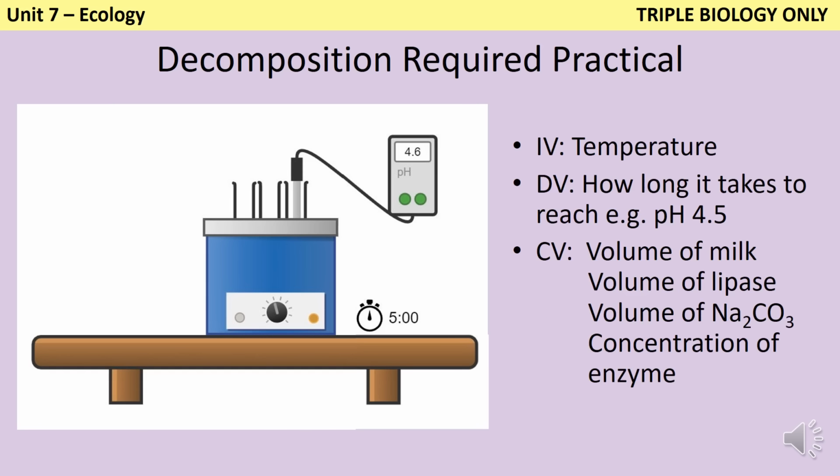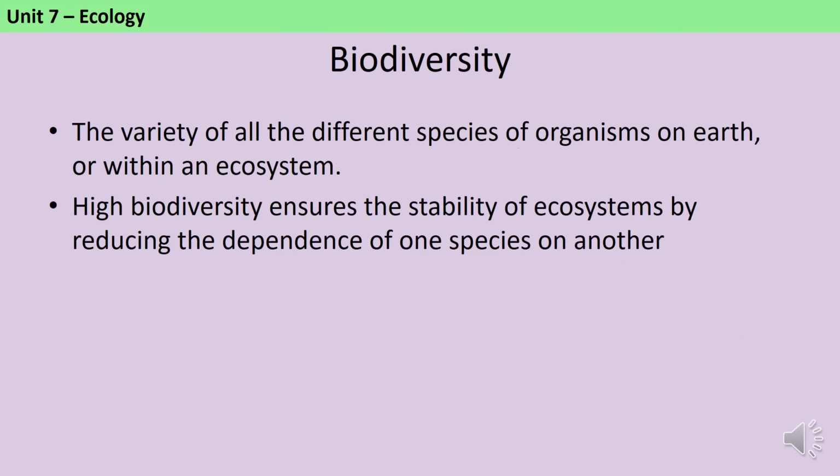In this experiment, your independent variable is the temperature that the tube's at, your dependent variable is how long it takes to reach whatever pH you've chosen or to see a colour change, and the control variables will be the volume of milk, the volume of lipase, the volume of buffer, and also the concentration of the enzyme. It's important that you're saying volume because just amount is unlikely to get you the mark.